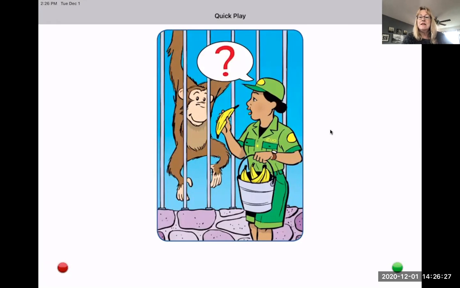All right, the zookeeper is holding a banana and asking the monkey a question. What do you think? How about would or do? Okay, would you like a banana? Do you want a banana? It's about the banana, all about the banana.